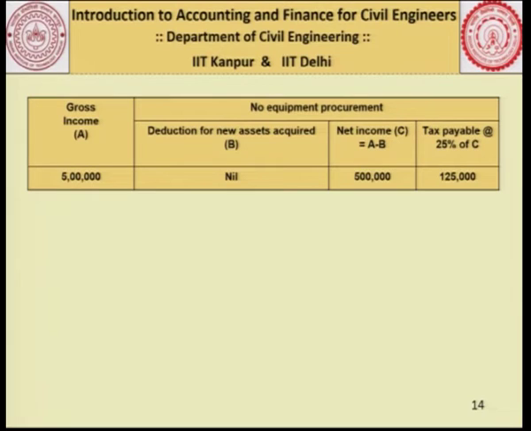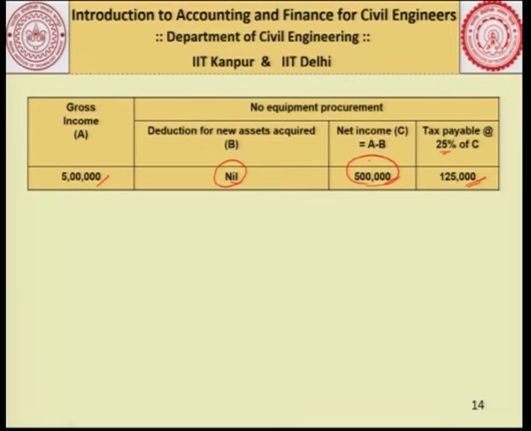So, in the first case, if there is no equipment procured, the gross income is, let us say, 5 lakhs, you have not done anything here. So, your net income as far as taxable income is concerned is the same, and therefore, the tax payable is 25% of this amount, which is 125,000.